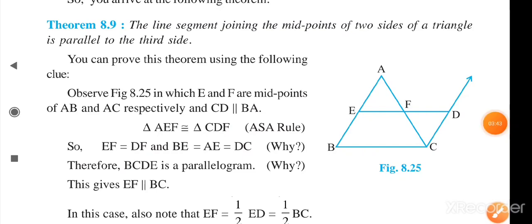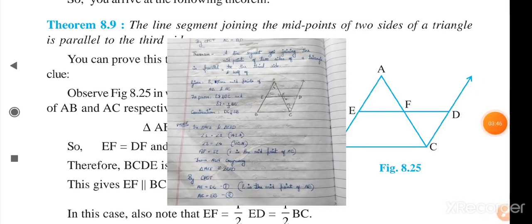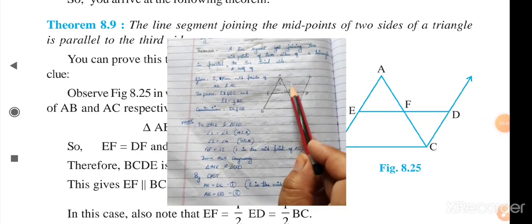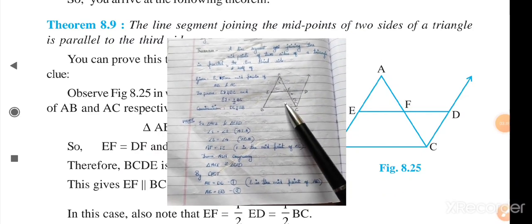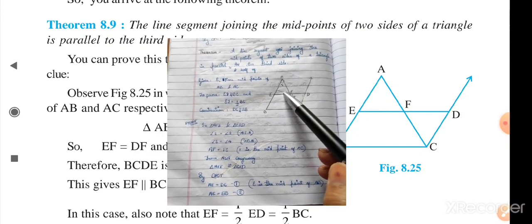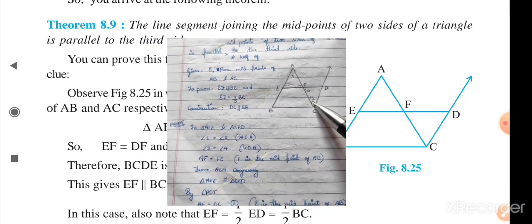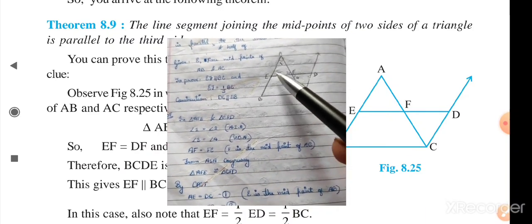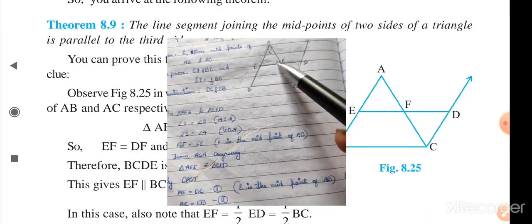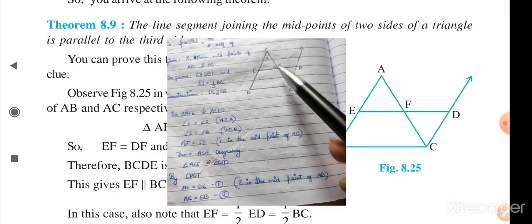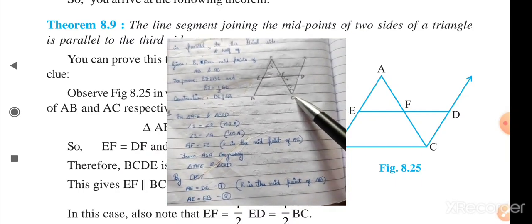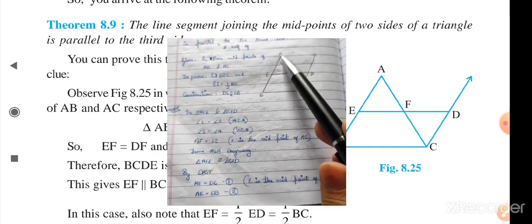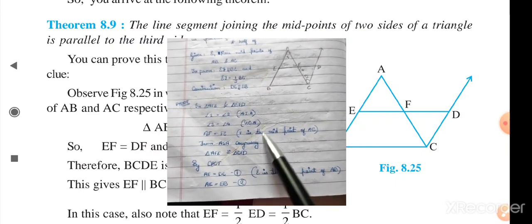I will show you how. You can see the solution in this. Whatever I have explained before, we have done the same thing in this. Angle 1 is equal to angle 2 and angle 3 is equal to angle 4, vertically opposite angles, and AF is equal to FC. It is given in the question because F is the midpoint, so I have written all the things here. You can see that.